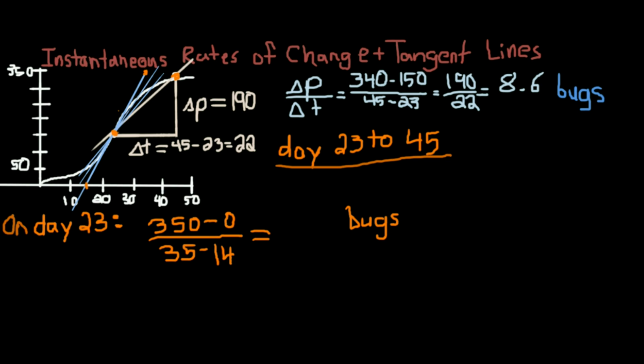Now, if I asked you to find the instantaneous rate of change on day 23, how would you do it? Well, the instantaneous rate of change is exactly the slope at this point, but we can't find the slope, so we have to find 2 points that form a line with this point along it. The best way to do that is, you can see that we had a secant here from 23 days to 45 days.